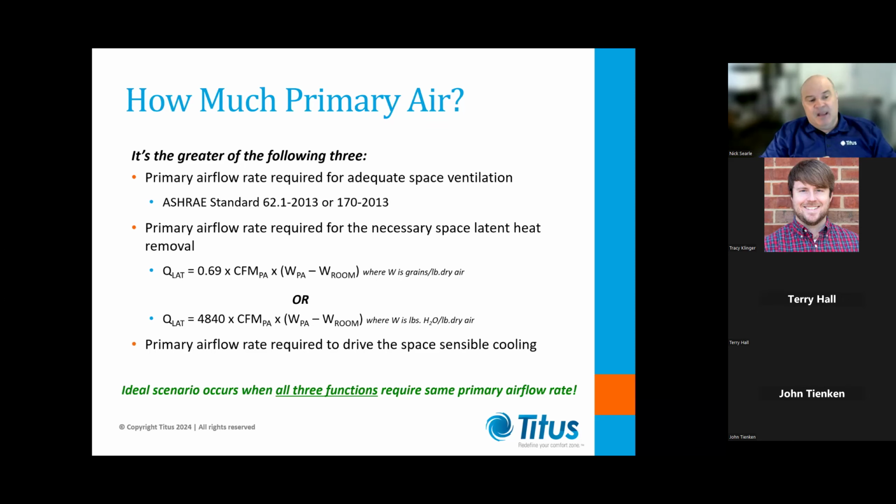So finally, the greater of these three would be the primary airflow rate required to drive the space sensible cooling. What that means is how much air above the ventilation and dehumidification you need to push through the nozzles of the chilled beams in order to induce enough room air across the coil to cover the sensible cooling. And on the perimeter zones, that primary air, that last one there, can be double in some cases what you need for these two here.